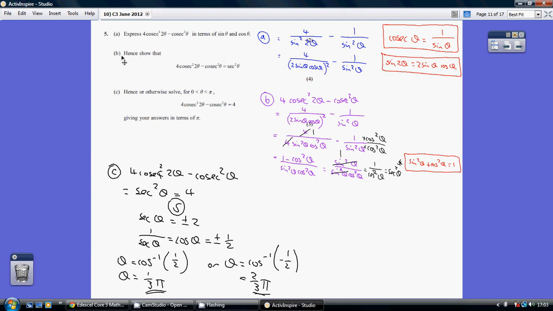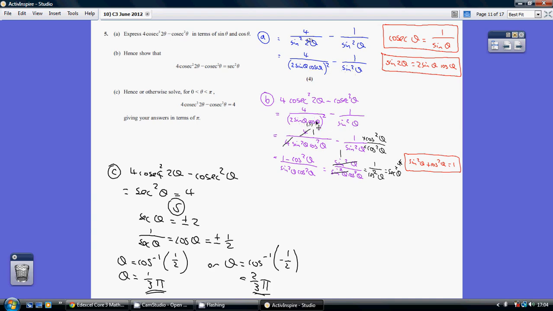Now for part B, we've been asked to show that this equals sec squared theta. So given that we've now got it in terms of this, as an alternative, we can just take this and try and show that this equals sec squared theta. So, this being sec squared theta.